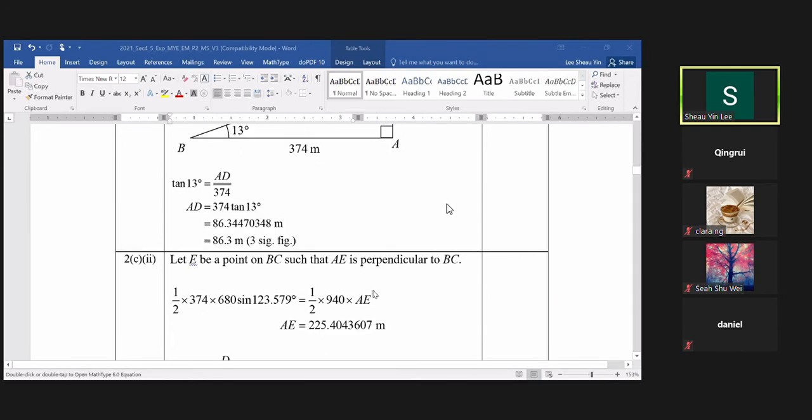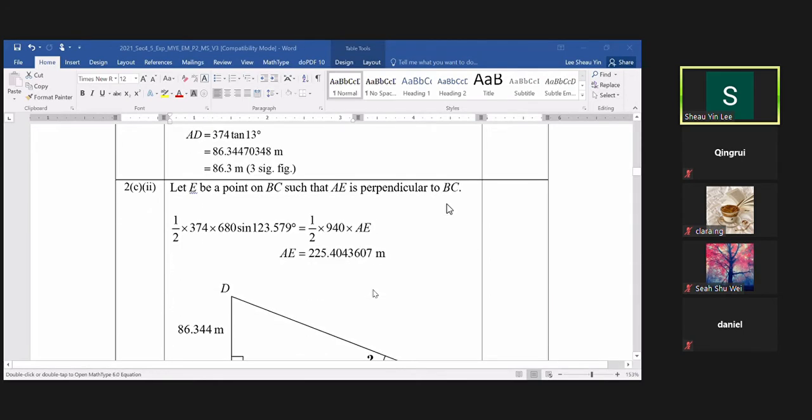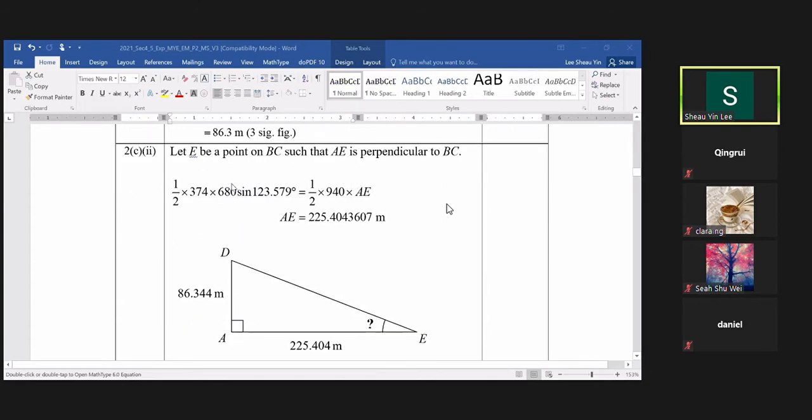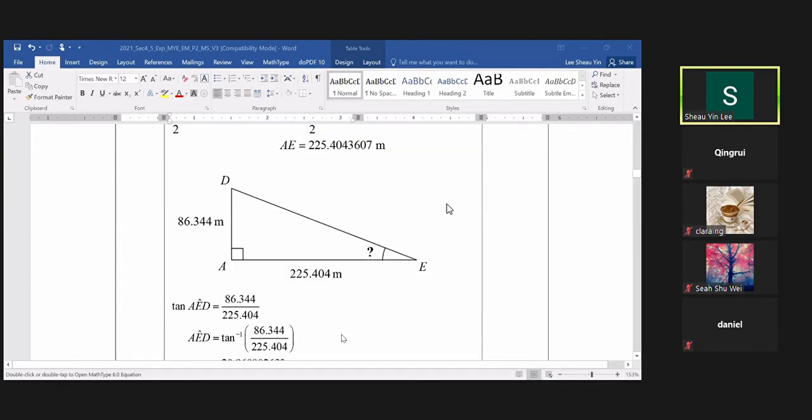Number 2CII is basically talking about the area of a triangle. In this question, you have to compare between two different formulas. One is half times base times height. Another one is using the trigonometry triangle formula. So you compare half times base times height with half times the trigonometry formula. Throw in a calculator here and there, bring things over, and then you have your 225. So your AE is actually 225.404.